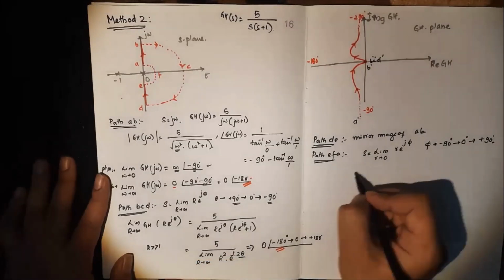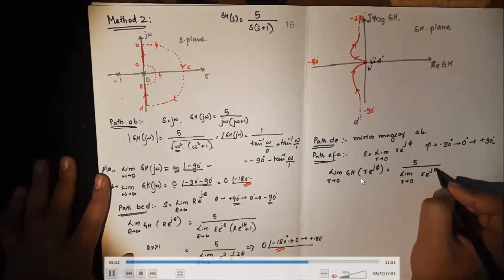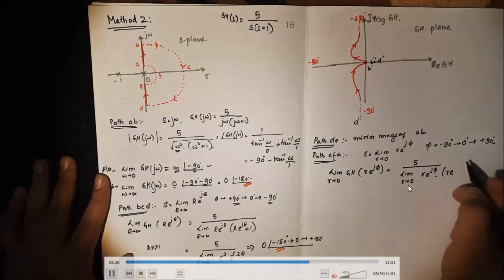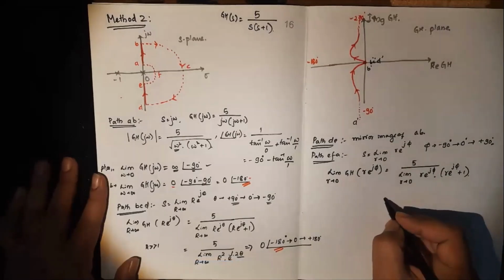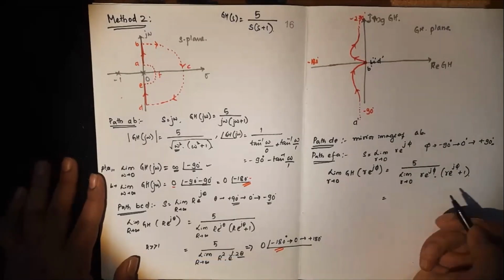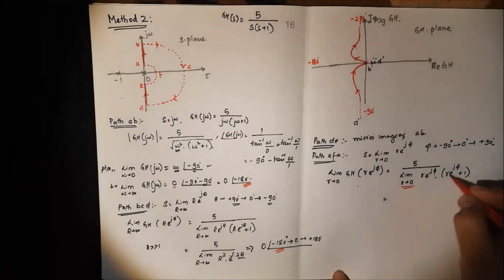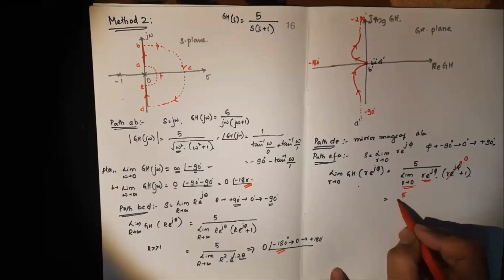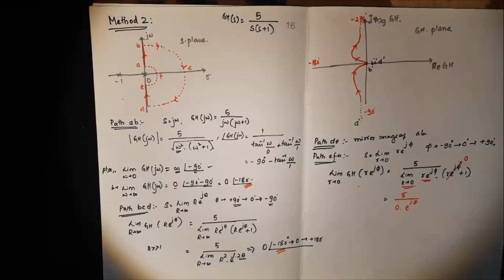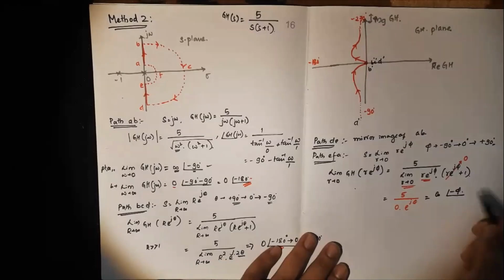So let me substitute S in the open loop transfer function. Limit as r tends to 0, wherever you have S, just substitute r into e raised to j phi. This solution is very simple. It's not much complicated as it looks. Wherever you have r, you just substitute 0. So in the first step itself, we can eliminate this r because it is 0. So 1 divided by 0 e raised to j phi is the expression we get. So gain is infinity, phase angle is minus phi.